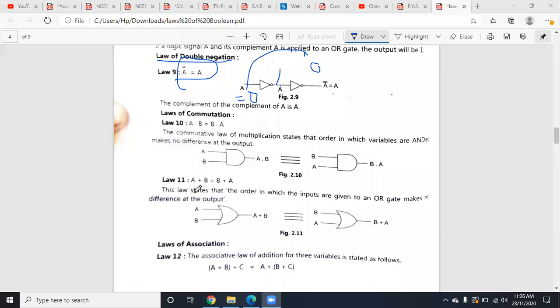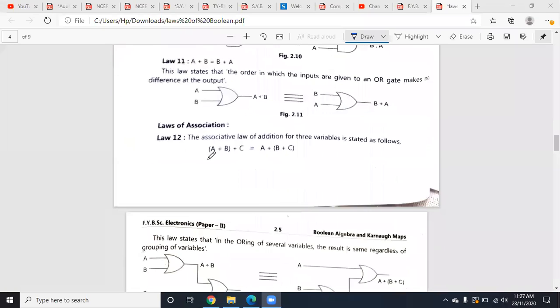Now this is for multiplication. A plus B is equal to B plus A. Again, this is a simple thing. If I'm adding 2 plus 3, the answer will be 5. If I add 3 plus 2, the answer is again going to remain 5 only. There will not be any change.